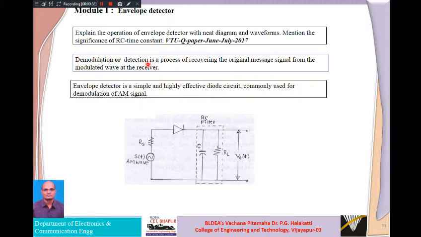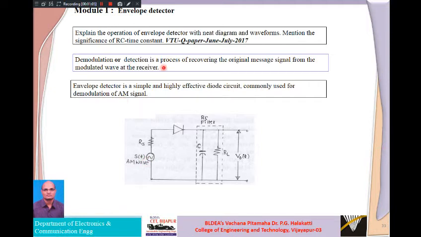This envelope detector is nothing but a simple and effective diode circuit. You can see here a simple circuit. It is commonly used for extracting the message signal from the AM signal S of T. You can see it in the circuit diagram.